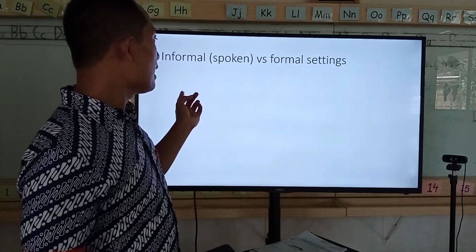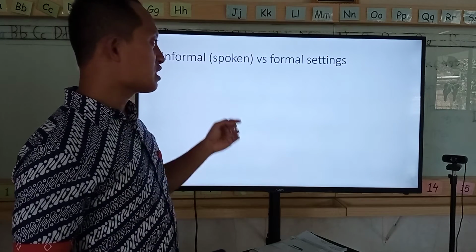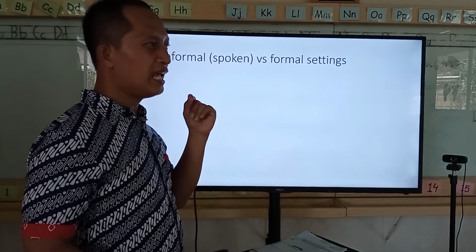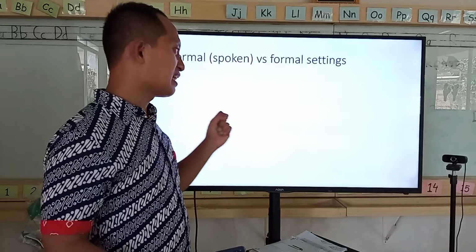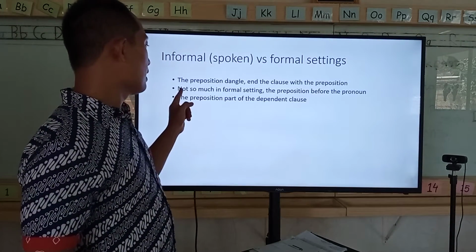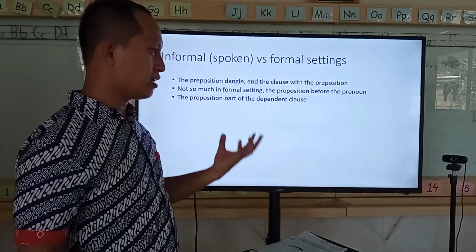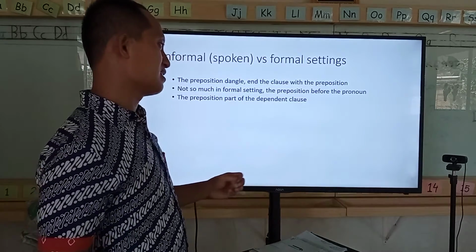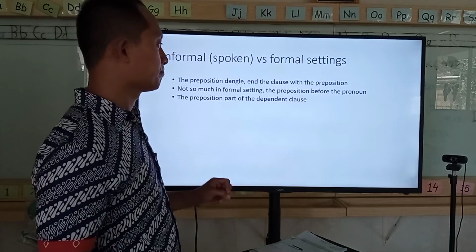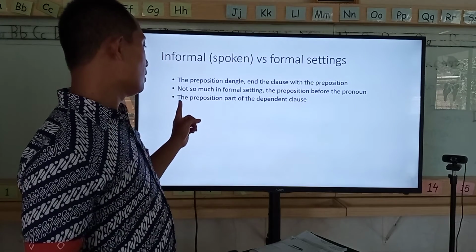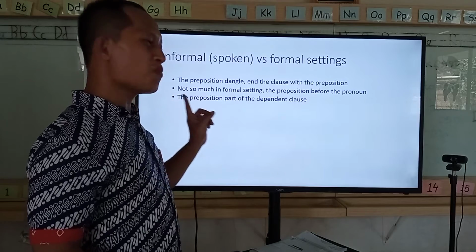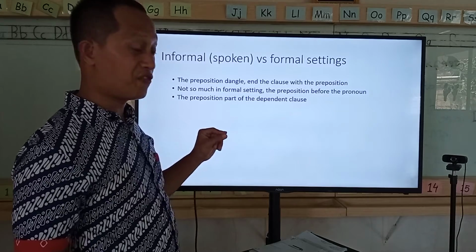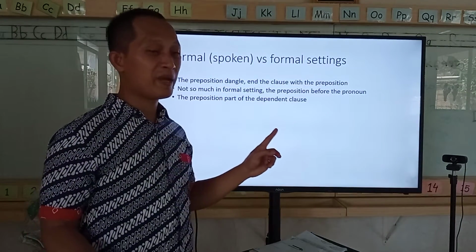Okay. Now, informal versus formal settings. Okay, how is the adjective clause used in informal and also formal settings? Are there any differences? Let's see. Now, the preposition dangles, or is sometimes left at the end of the sentence, at the end of the clause. Not so much in a formal setting though. Yeah. They are different. The preposition is part of the dependent clause.